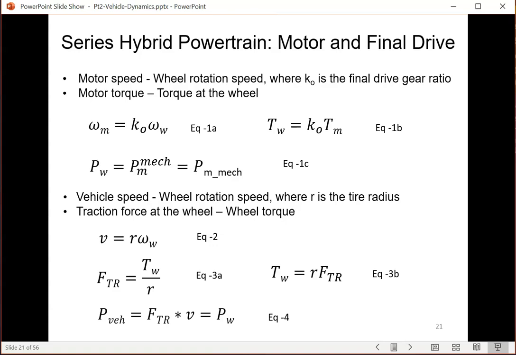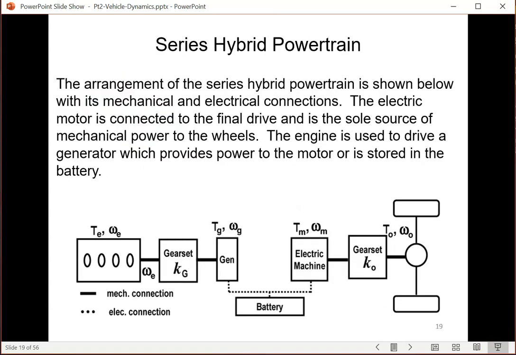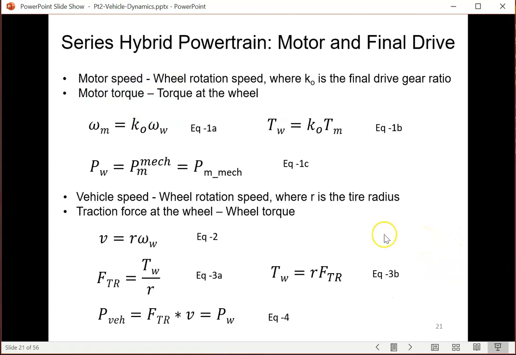The wheels first. Because there's a gear ratio, we define that gear ratio as K0 between the electrical motor and the wheels. Therefore, you can have this relationship. Omega M indicates the rotational speed of the electrical motor. Omega W is the rotational speed of the wheel. Therefore, omega M equals K0 times omega W, as indicated in equation 1a.